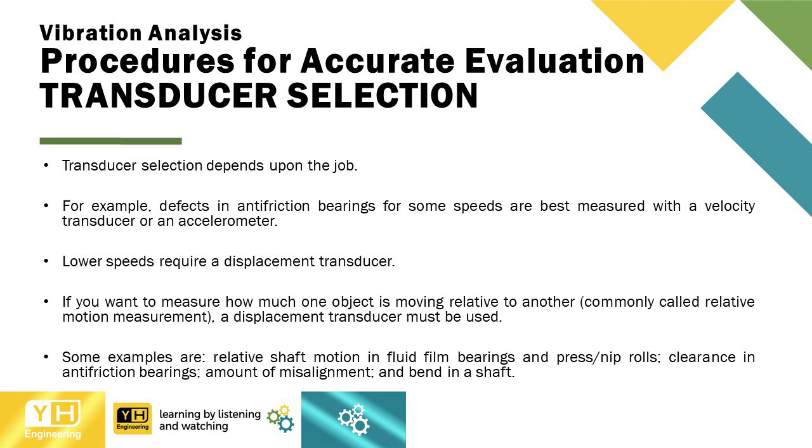If you want to measure how much one object is moving relative to another, commonly called relative motion measurement, a displacement transducer must be used. Some examples are relative shaft motion in fluid film bearings and press or nip rolls, clearance in anti-friction bearings, amount of misalignment, and bend in a shaft.